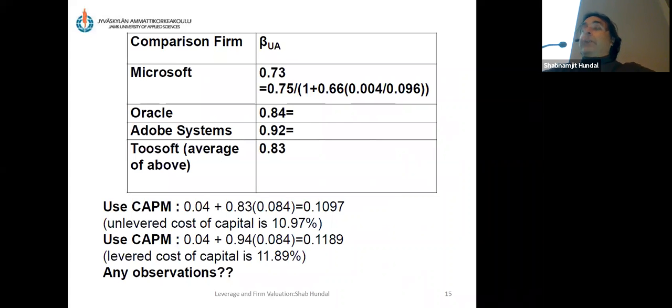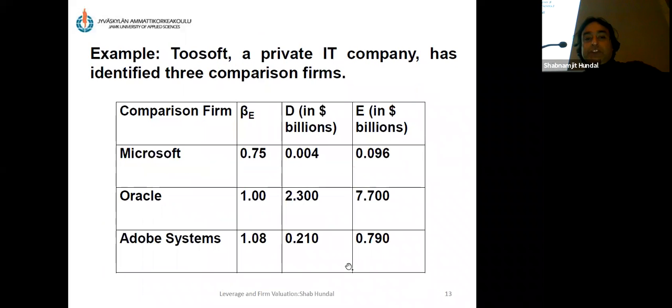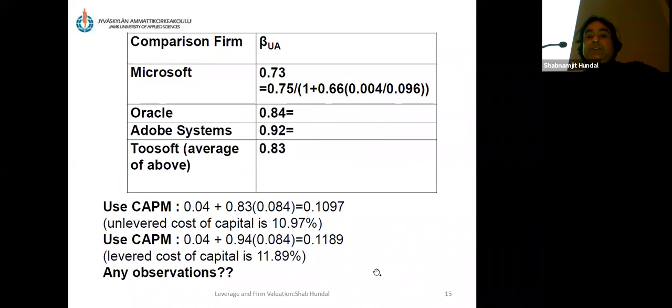All right. On the contrary, if TooSoft wants to have debt, it wants to be a levered company, and imagining that the company's leverage will be the average leverage ratio of three legend companies, in that case, your beta will not be 0.83. Your beta will be 0.94, which is the average of these numbers. The average is 0.94 because these are levered betas. Levered betas give you a levered average. And when you put it in, it comes to be 11.89.